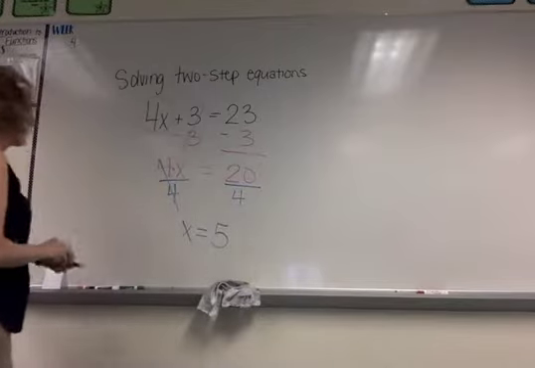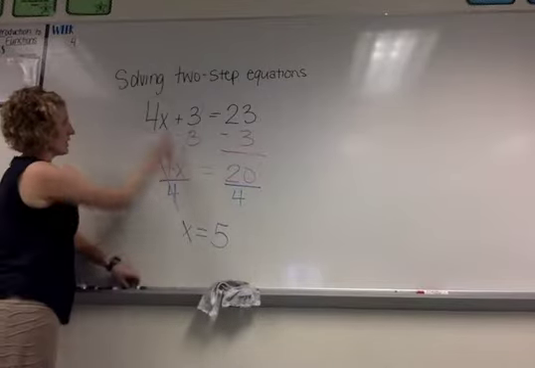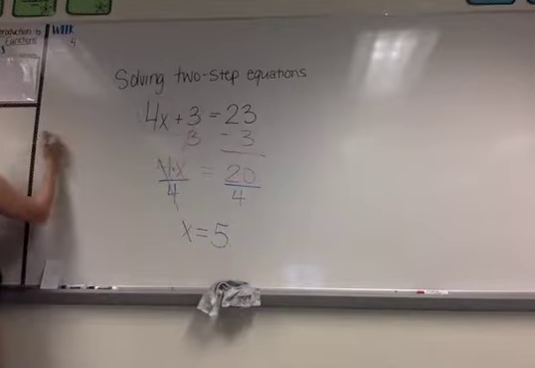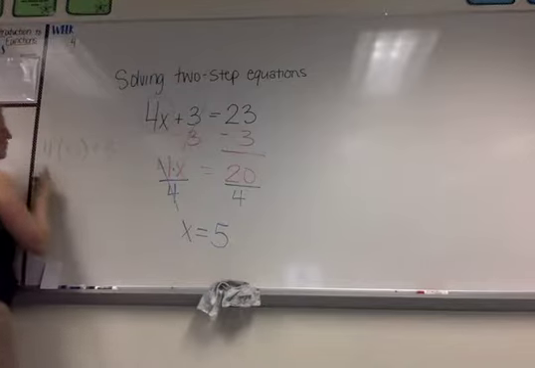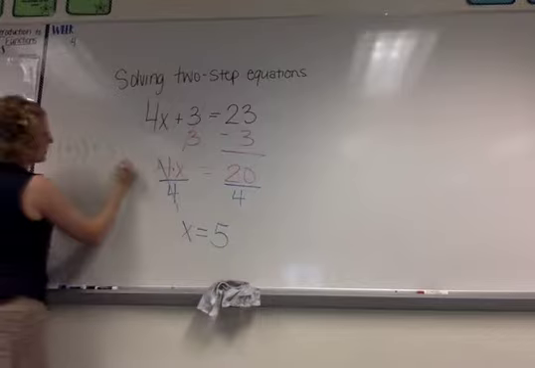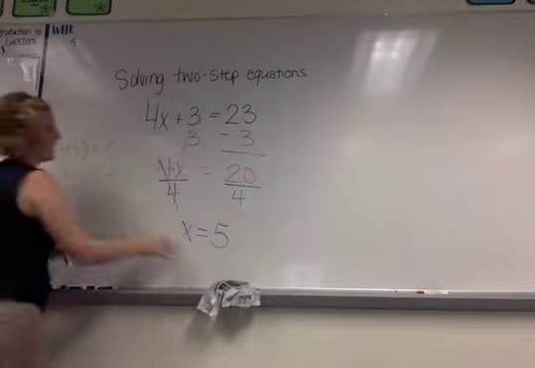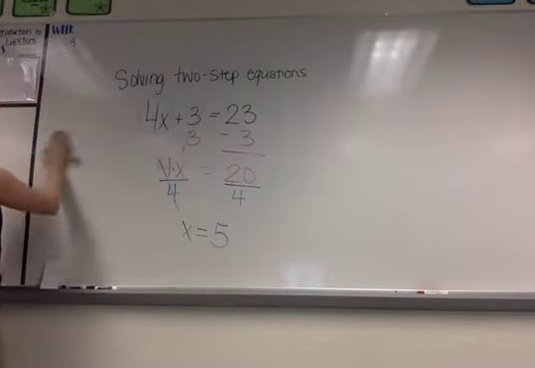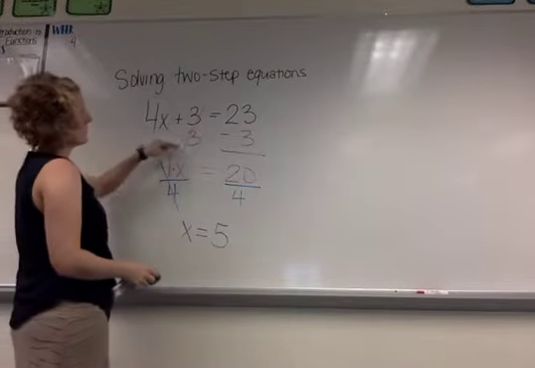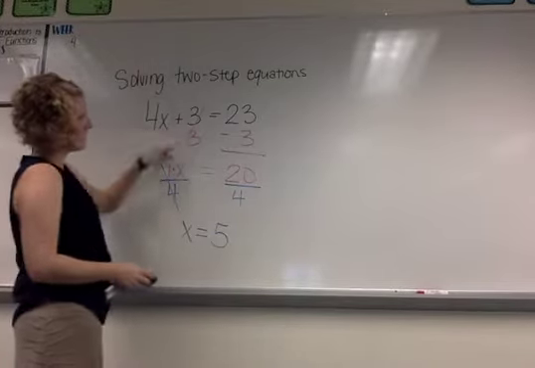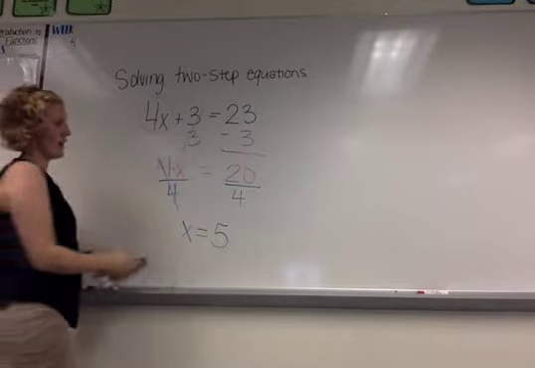Now on these, I want you to go back and check. So I'm going to plug this back in to check. So I'm going to do 4 times 5 plus 3. 4 times 5 is 20 plus 3 is 23. So yes, that is the correct thing. So the hardest part about these two-step is just knowing, do I need to add or subtract here, or do I need to multiply or divide in the second part?